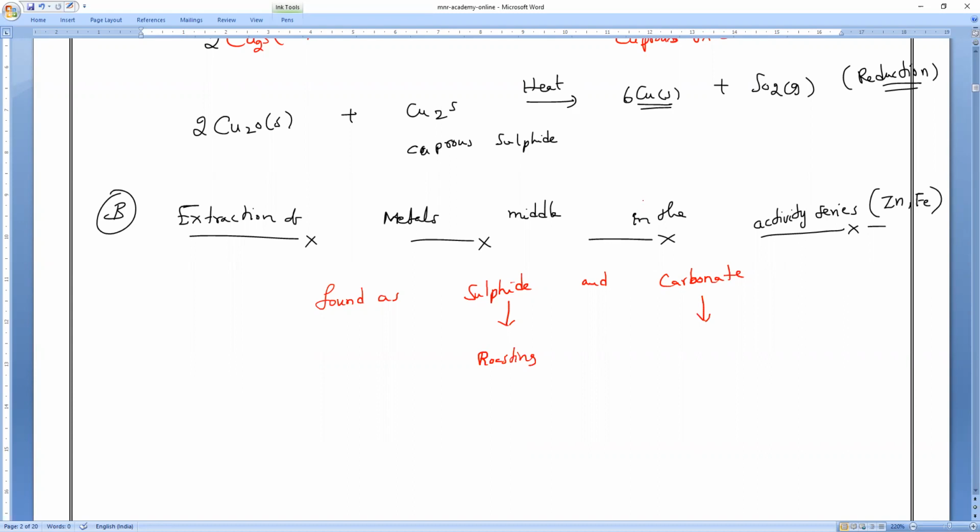So calcination. Calcination means what? Presence of oxygen or absence of oxygen? Absence of oxygen. Roasting means presence of oxygen.